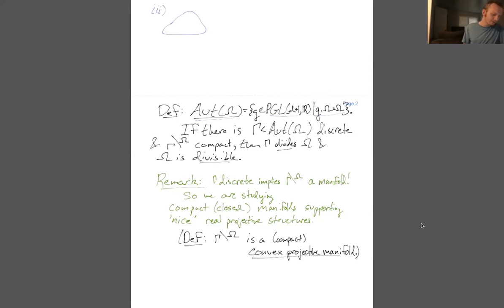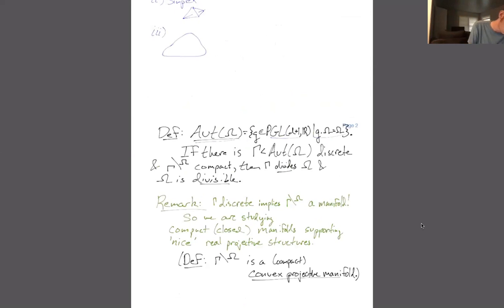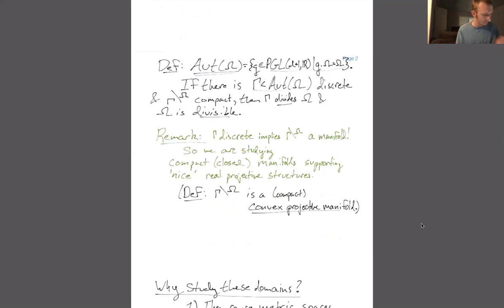And of course, we like manifolds. Compact manifolds are particularly nice, right? So we're going to be particularly interested in the domains that admit quotients to compact manifolds. So we'll say that if we can find a subgroup gamma of Aut omega, which is discrete and co-compact, we'll say that omega is divisible and gamma divides omega. And omega in this context is actually a proper metric space.